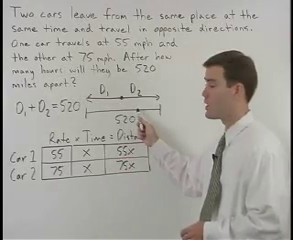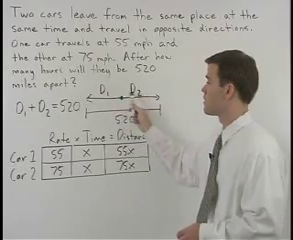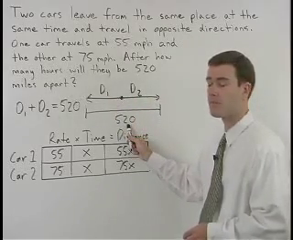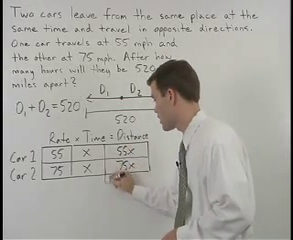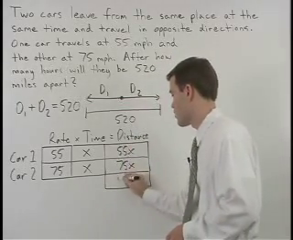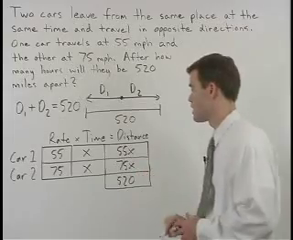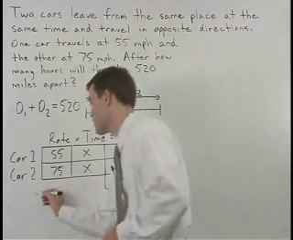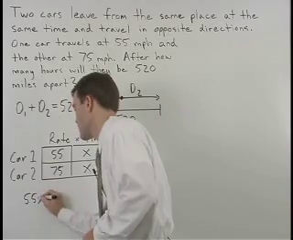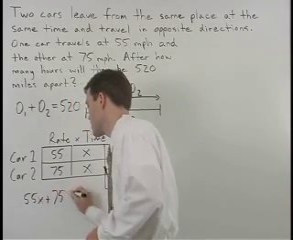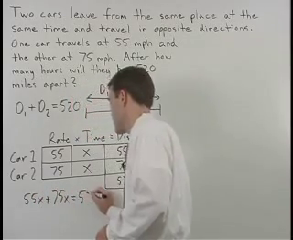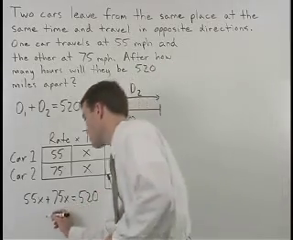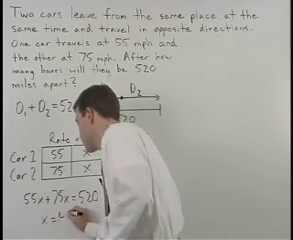And remember from our picture that the distance for the two cars will add to 520. So we can set up a little box down below and put 520 in it so that our equation will read 55x plus 75x equals 520. And solving from here, we get x equals 4.